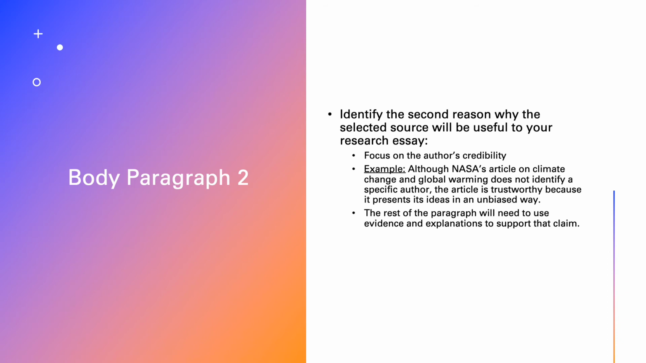In the second body paragraph, you will need to identify a second reason why the selected source will be useful to your research essay. For this paragraph, I suggest focusing on the author's credibility. As an example on how to start the paragraph, I've provided the following. Although NASA's article on climate change and global warming does not identify a specific author, the article is trustworthy because it presents its ideas in an unbiased way. Of course, as with the previous body paragraph, the rest of the paragraph will need to use evidence and explanations of that evidence to support the paragraph's claim.